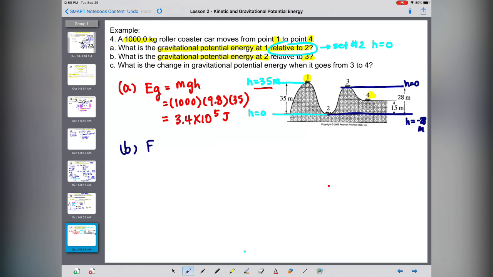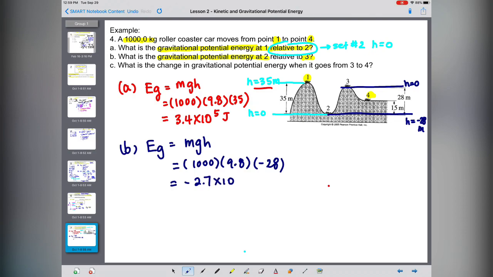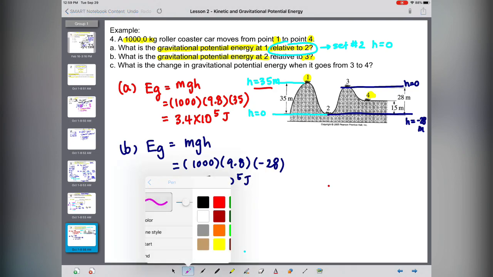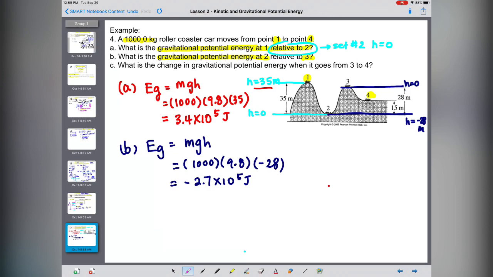And so to work out the gravitational potential energy, it is mgh. So mass times 9.8, times the height, which is negative 28. So with 2 significant digits, negative 2.7 times 10 to the 5 joules. Last question. Calculate the change in potential energy when it goes from 3 to 4.